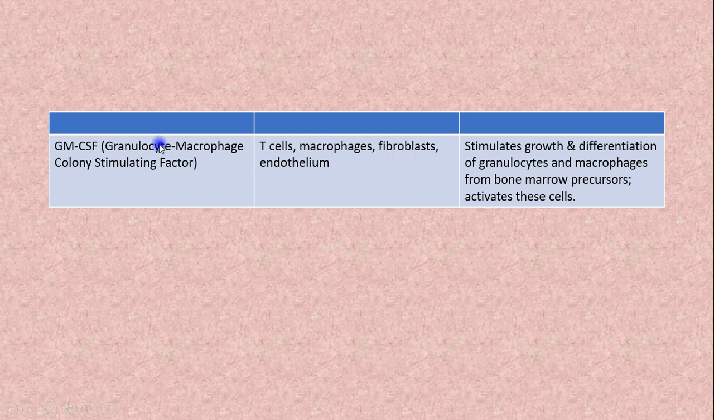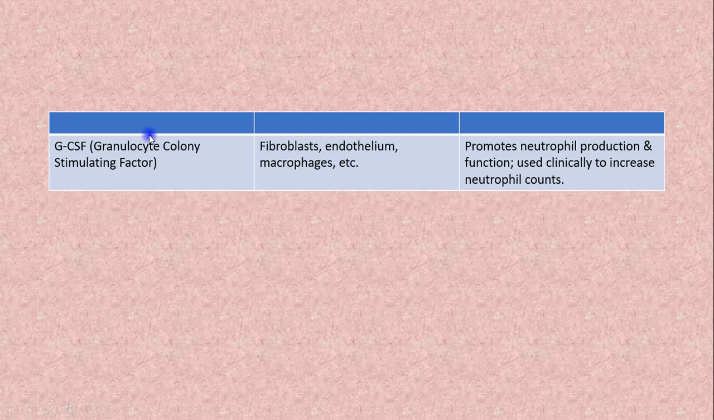We have granulocyte macrophage colony stimulating factor, which is secreted by T cells, macrophages, fibroblasts, and endothelium. They stimulate growth and differentiation of granulocytes and macrophages from bone marrow precursors. They also activate these cells. We have granulocyte colony stimulating factor, which is secreted by fibroblasts, endothelium, macrophages, etc. They promote neutrophil production and function, used clinically to increase neutrophil count.